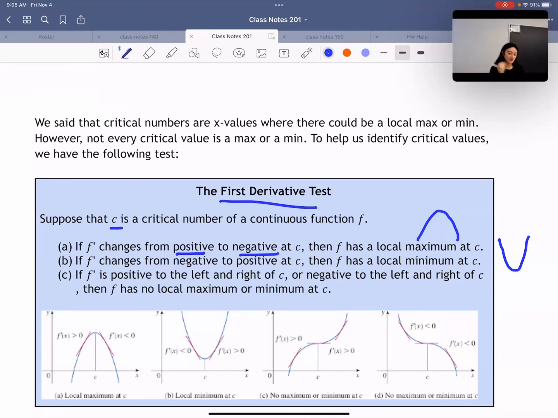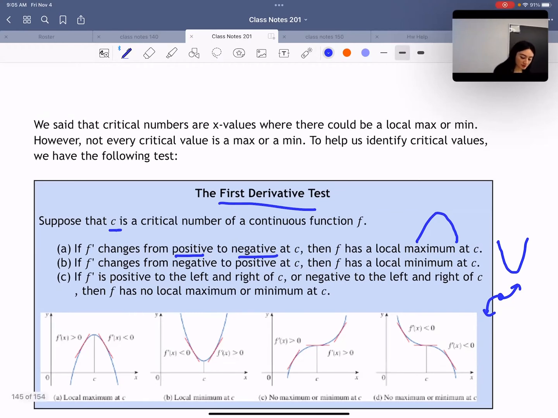Okay. Now, let's say that the derivative is positive to both the left and right. So that means we go from increasing to maybe increasing. And if we have a critical point, this is what it would look like. Okay, then there's no local min or max. The same thing if the sign stays the same to the left and the right. Okay, so I know this is a lot of words. It's saying something very simple, right? If we go from positive to negative in the derivative, local max, negative to positive, local min, okay?